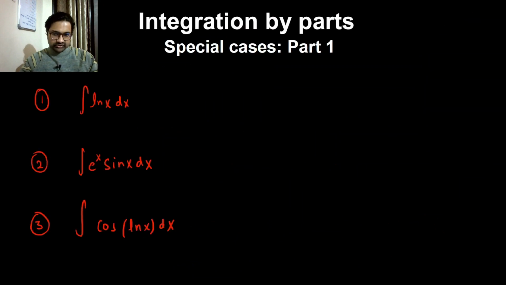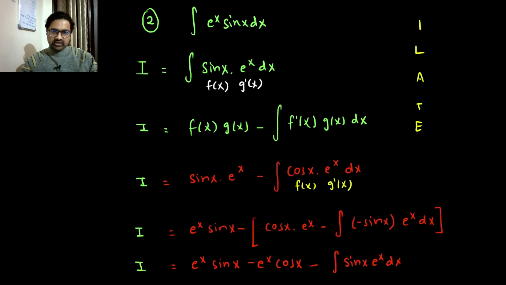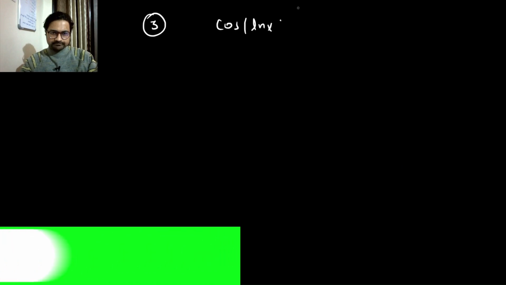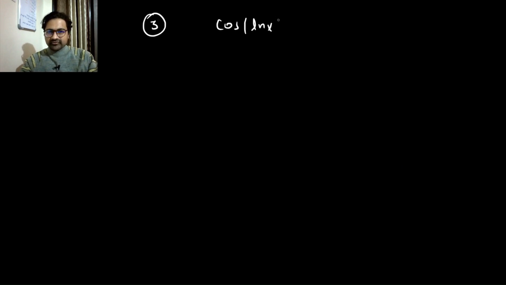Finally, our last question is question number 3, which is cos of natural log of x dx. So let's see how we can solve that particular question. So it's cos of ln x dx. Okay. Now, just at first glance, first off, I want to make this clear because lots of students think otherwise. They think that this is cos x times ln x.